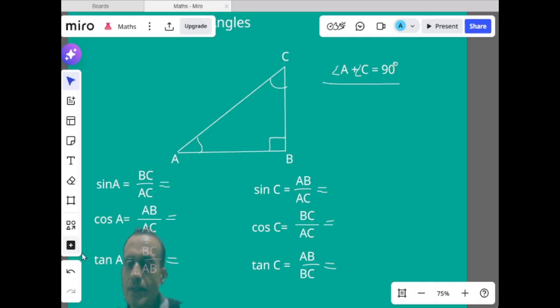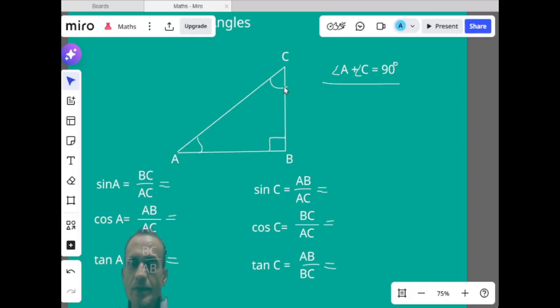Now let us write the trigonometric ratios for angle A and for angle C. For sine of A, it is perpendicular side BC by hypotenuse AC. Cos A, adjacent side by hypotenuse. Adjacent side is AB, hypotenuse AC, so it is AB by AC. Tan A, opposite side by adjacent side, so it is BC by AB.